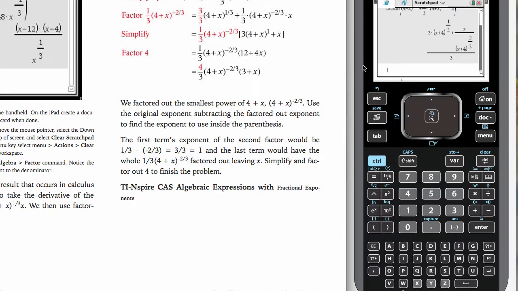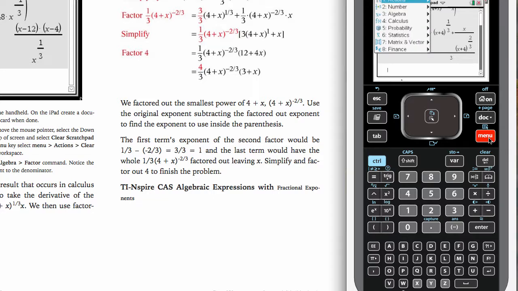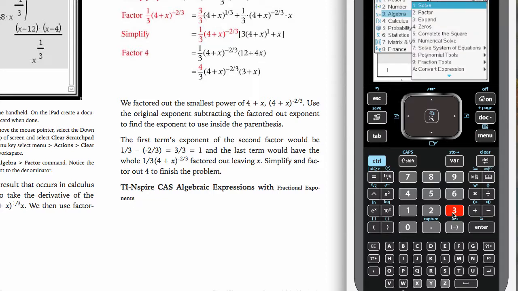Looking at this answer and looking at this answer, we notice that everything here is a factor, but over here we have the numerator written with terms. So if we want to switch from terms to factors, and we want to combine this stuff, we can use the common denominator operation. So let's go to menu, and we can go to number or algebra. Let's go to algebra. Let's go to our fraction tools, and notice that number 4 is common denominator.